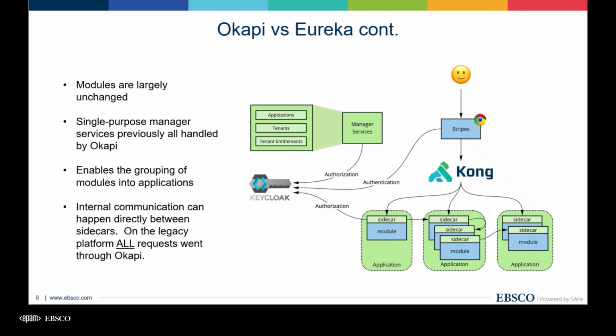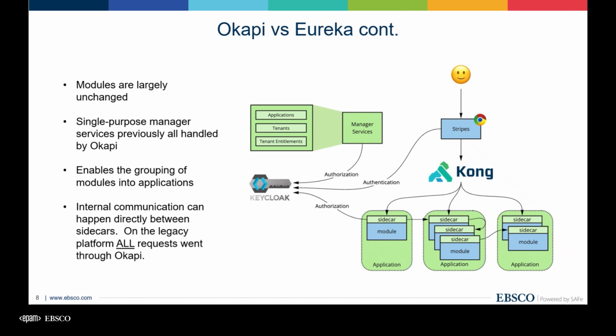And then lastly, up here, we have these manager services, which I kind of touched on in the previous slide. This is where we have the tenant manager, application manager, and tenant entitlement manager. These are single purpose manager services, which do pretty much exactly what they sound like. So the application manager is where you would register applications and the discovery information for those applications. The tenant manager is where you create and manage your tenants. And then the tenant entitlement manager is where those two things intersect. So which applications are entitled for which tenants.